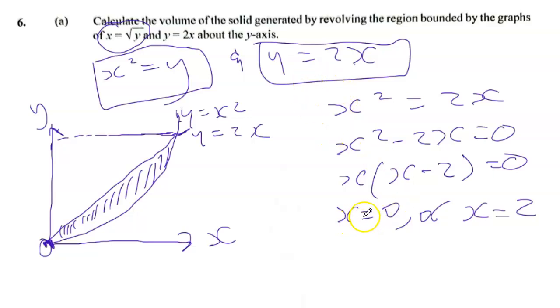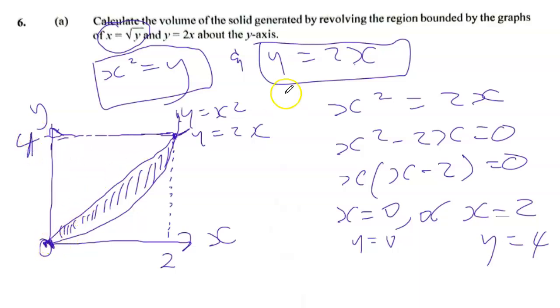And you'll notice if x is 0, whichever one of these you substitute this in, the y is 0. And if x is 2, whichever one of these you use, you get y equal to 2 times 2, or 2 squared. So y is 4. So the point of intersection here is actually the point (2, 4). So this point is (2, 4). 2 on the x, 4 on the y.